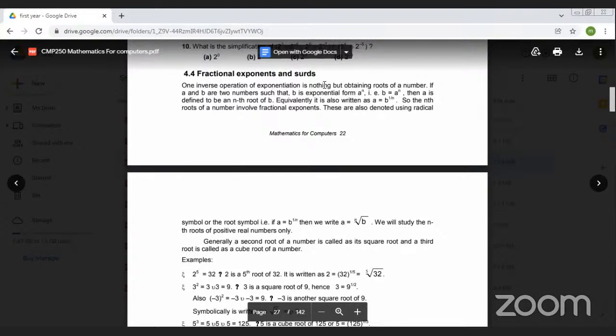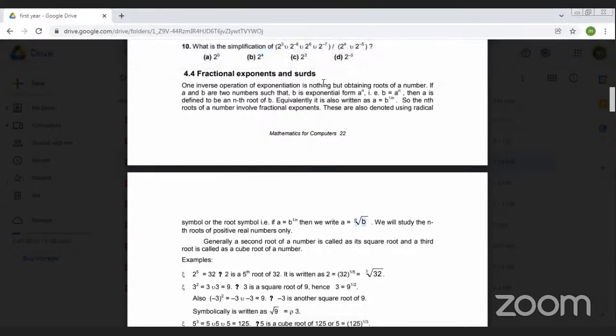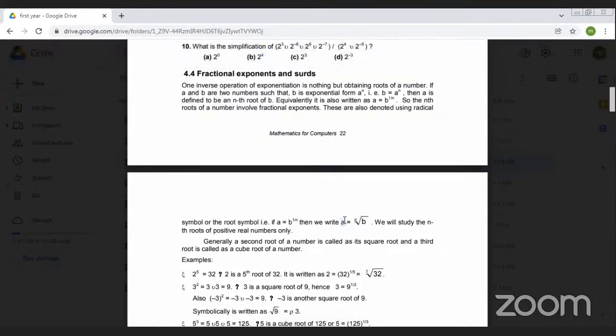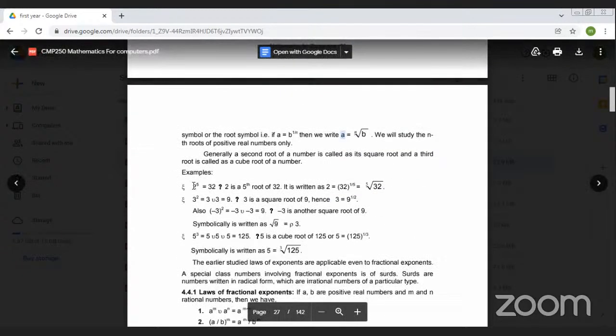one inverse operation of exponentiation is nothing but obtaining roots of a number. Exponentiation is in which power? See, below only they have written it: one inverse operation of exponentiation is nothing but obtaining roots of a number. Correct? Here you will have roots. Let's see the example.